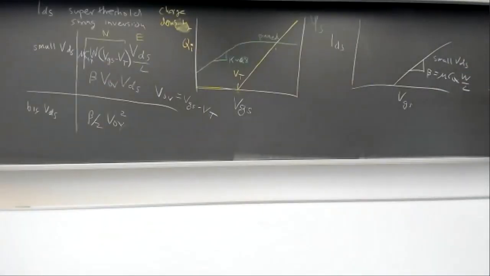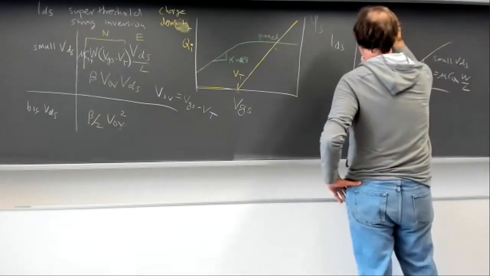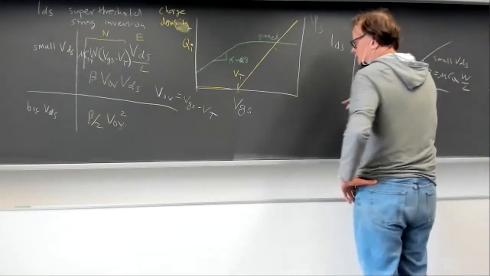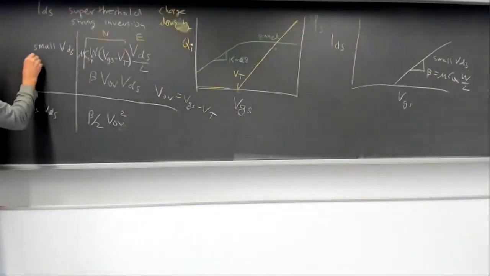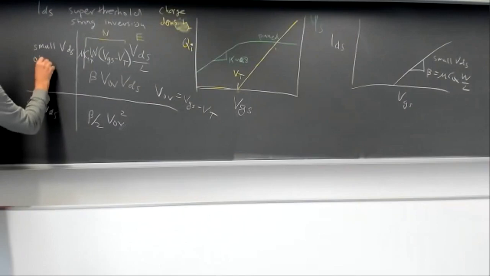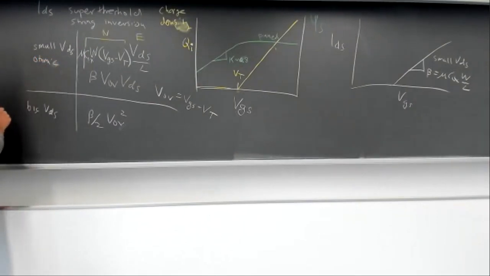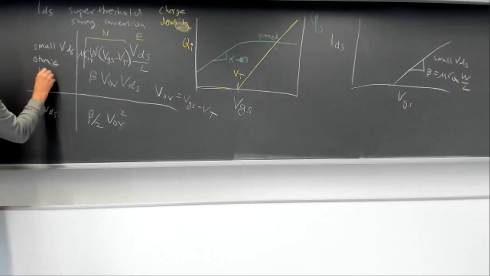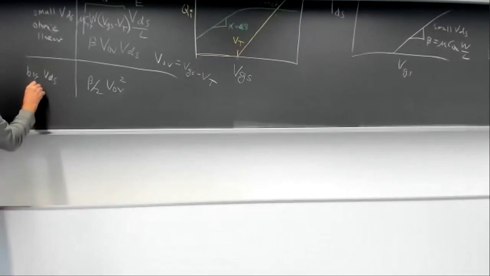Okay, so above threshold, this is small VDS. By the way, this is called small VDS. This is called the ohmic region, or linear region. And this big VDS is called saturation region.